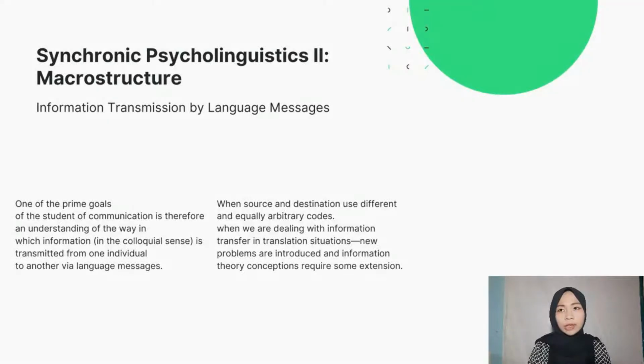Language is the chief ingredient of the cement which holds societies together over both space and time. One of the prime goals of the student of communication is therefore an understanding of the way in which information, in the colloquial sense, is transmitted from one individual to another via language message. Measurement of information transfer in this sense might make use of information theory.